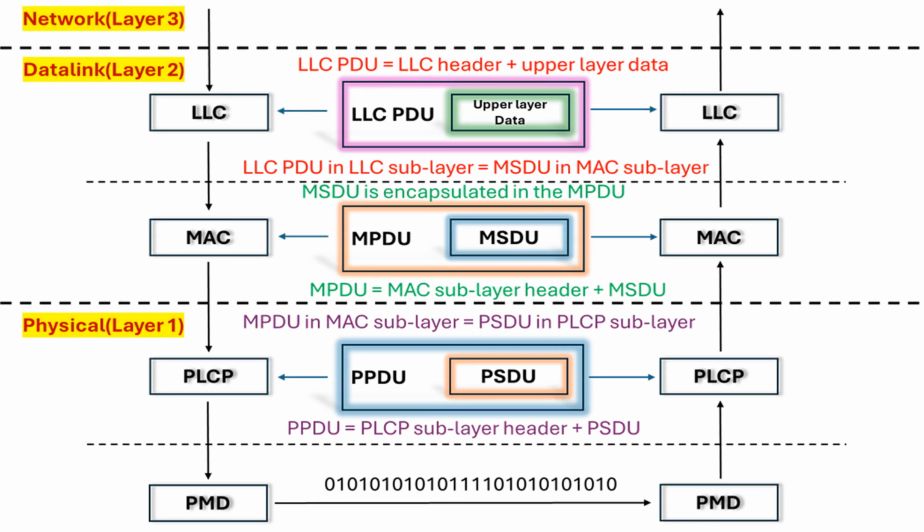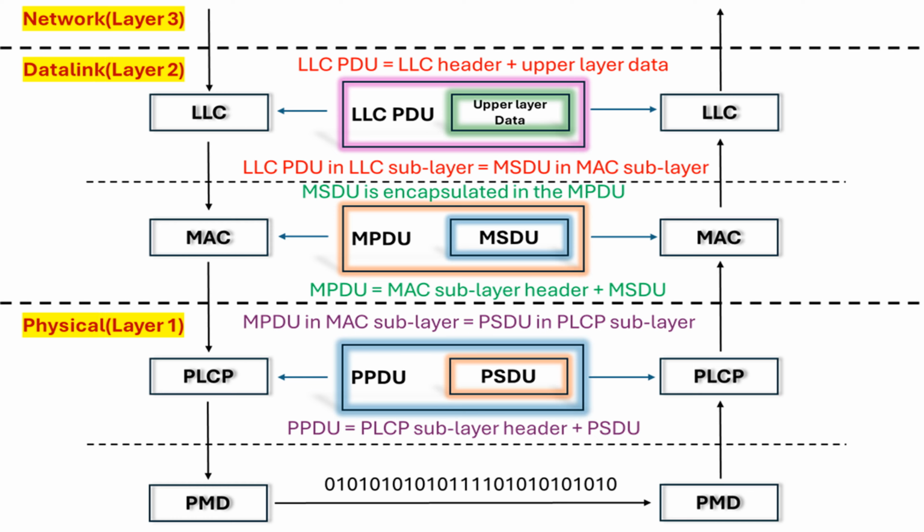Data flow through Wi-Fi layers and sublayers. The LLC sublayer adds its header to the upper layer data, such as an IP packet, to form the LLC PDU. The LLC PDU contains both the upper layer data and the LLC specific control information, like SAP addresses and control fields. The LLC PDU is passed from the LLC sublayer to the MAC sublayer. In the MAC sublayer, the LLC PDU is referred to as the MSDU. This is the raw data unit that the MAC layer will work with.